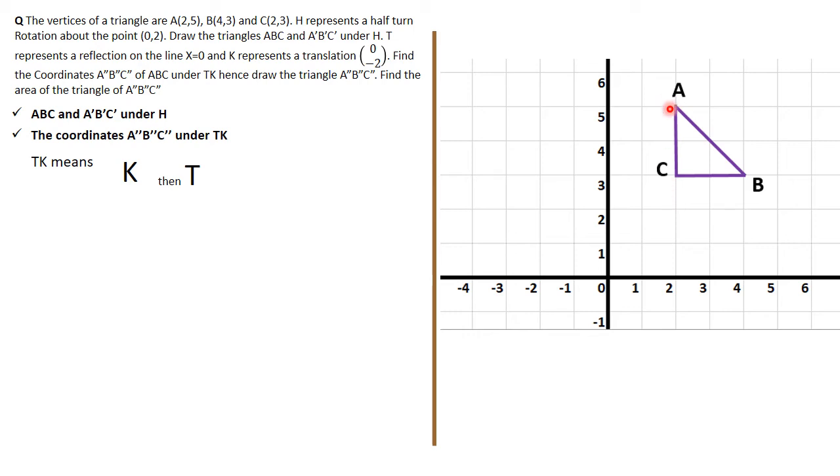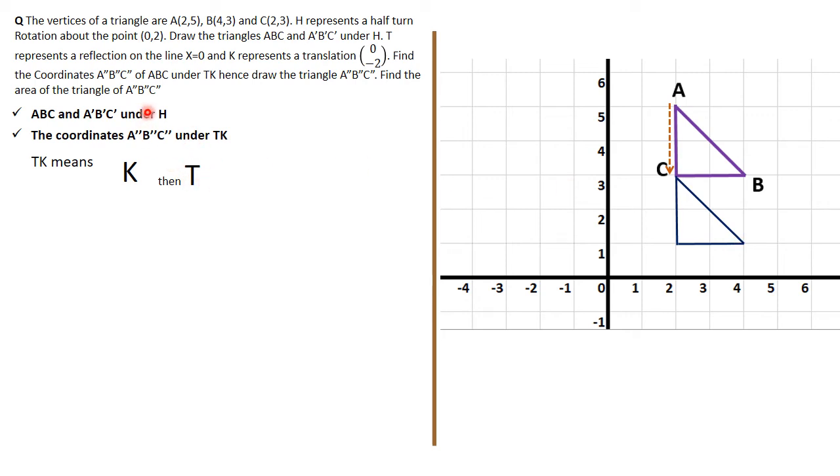No wonder we're going downwards, and therefore A moves just downwards 2 steps to this point, C will move just downwards to this point, and B will move downwards that way, so that we translate the triangle ABC to that particular triangle there. That is K. Then we go to T.